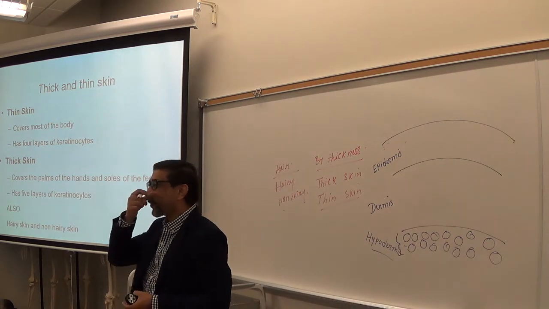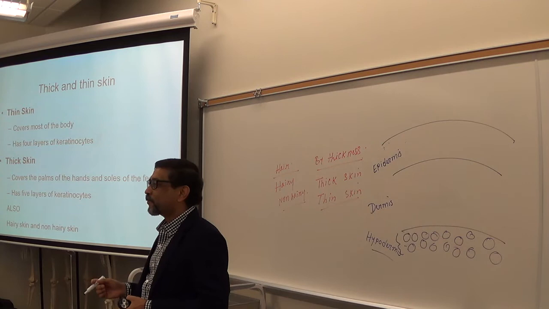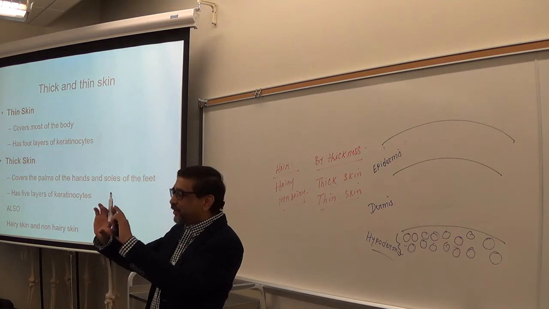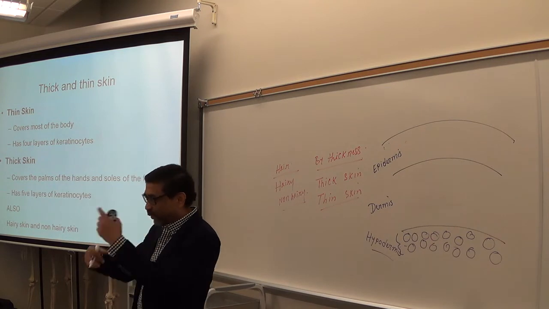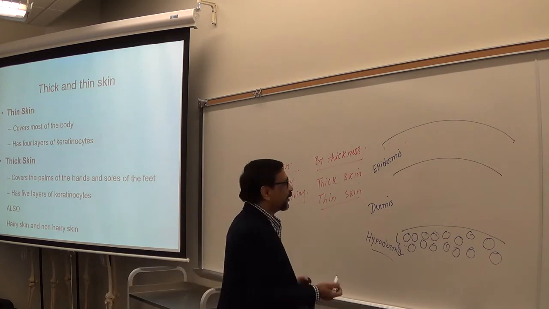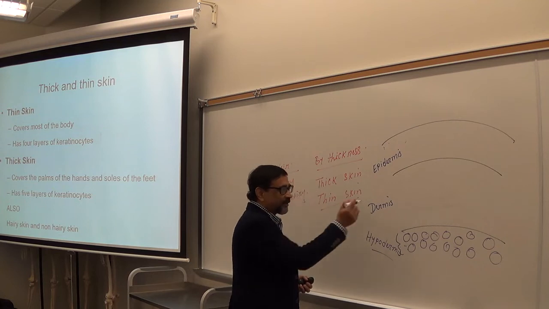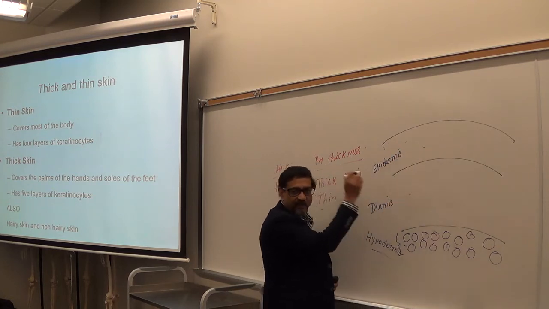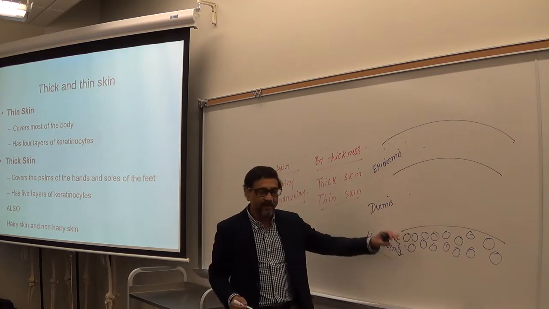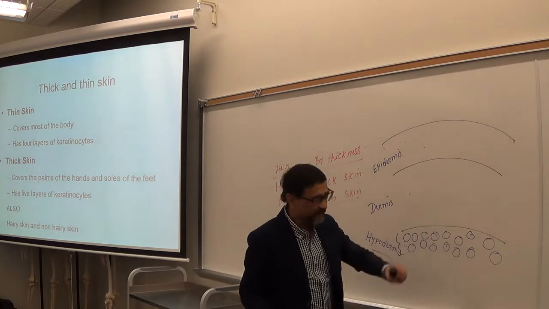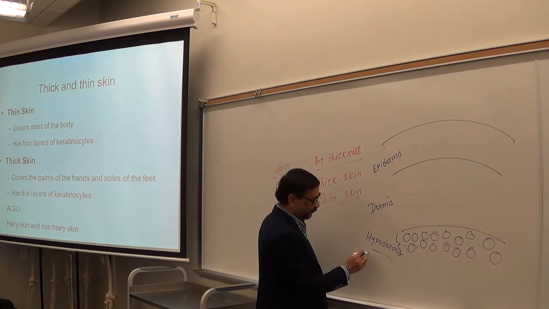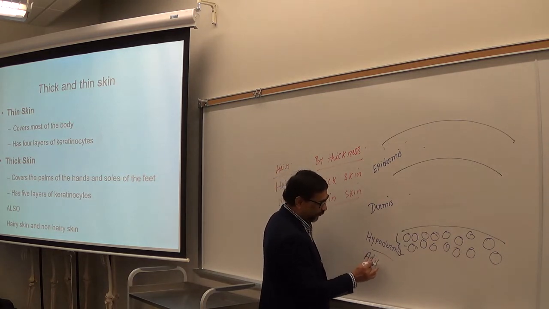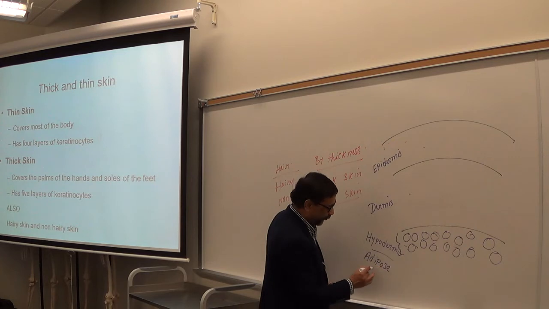Understand? Yes. Is this the thin skin that you're drawing, or is that the thick? I'm just talking in general, the layers of the skin. Then we'll talk about thick and thin. Okay? So skin has how many layers? 2 layers. Outer epidermis, inner dermis. And under the skin you have hypodermis, where you have a lot of fat or adipose tissue.